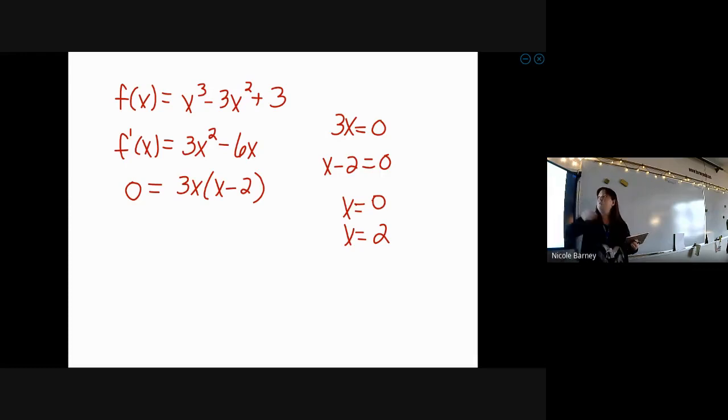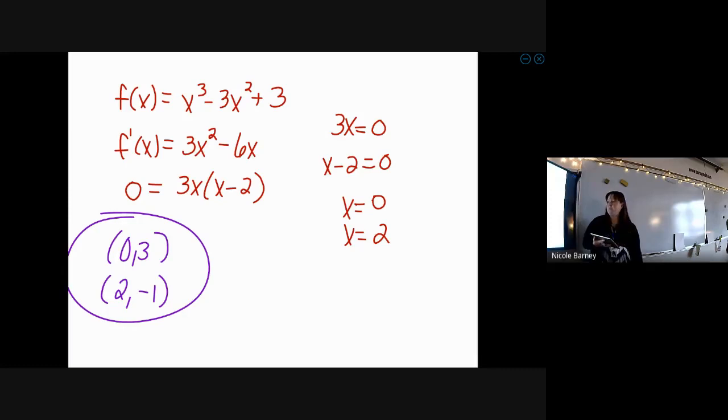So we go back to the position function, which tells us the point on the graph. So we plug in 0, and we get the point 0, 3. And we plug in 2, 8 minus 12 is -4, plus 3 is -1. Is that what you guys got? Let me plug those in. -1. Yep. So those are our 2 points on the graph where we would have a horizontal tangent.